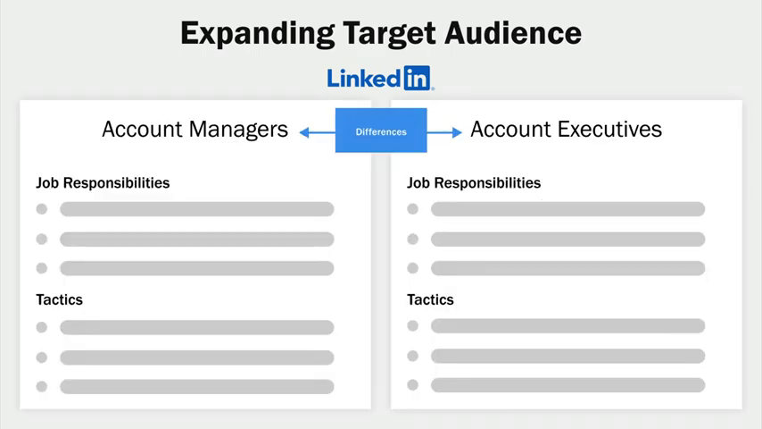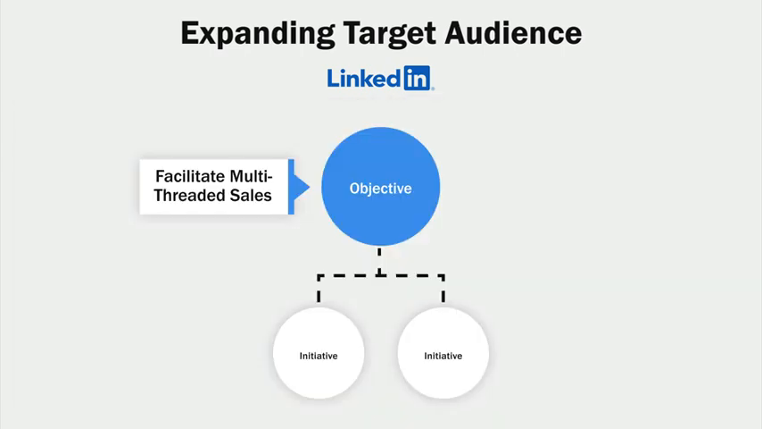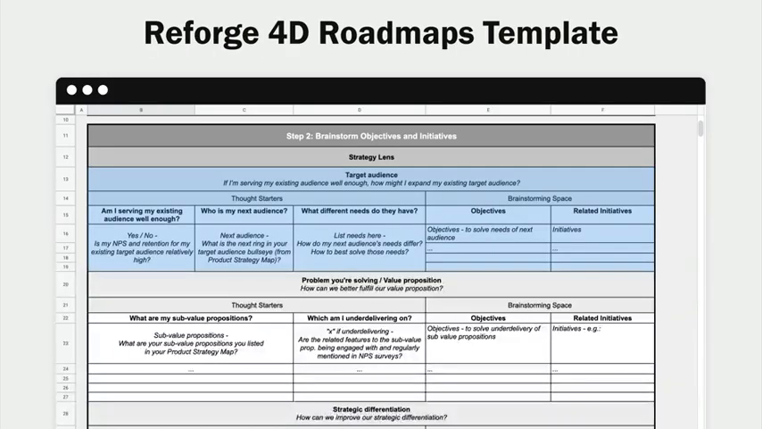To ideate how to serve this new audience, they examined the differences in job responsibilities and tactics. They found that account managers use a specific technique called multi-threading, which is where they connect with multiple people at a company, instead of one, to increase account sales. Based on this, the LinkedIn team created an objective to facilitate multi-threaded sales. To support this objective, they identified initiatives for multi-threading, such as lead recommendations. That covers brainstorming for a target audience.